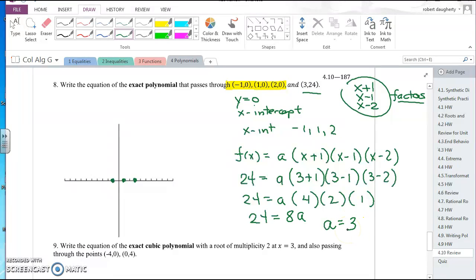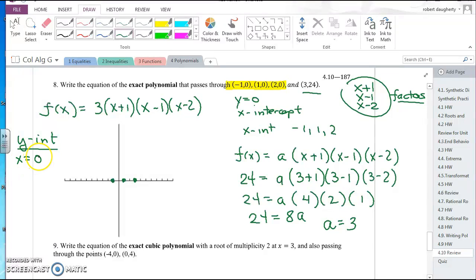So the exact equation of this polynomial is f of x equals 3 times x plus 1, x minus 1, x minus 2, okay? So that is the exact equation here. Let's find the y-intercept before we graph this. To find the y-intercept, that's what you get when x equals 0. So that's going to be 3 times 1 times -1 times -2. So that is going to be 6. So at 0, 6, my graph is going to go through that point.